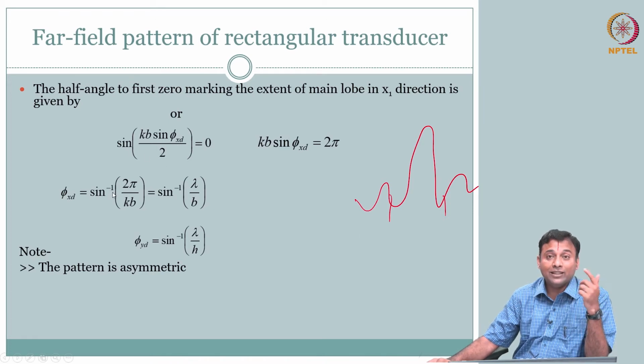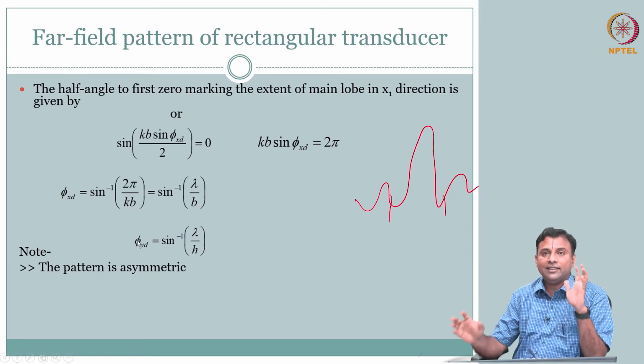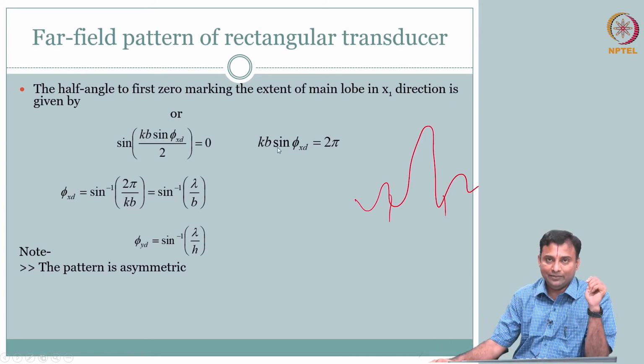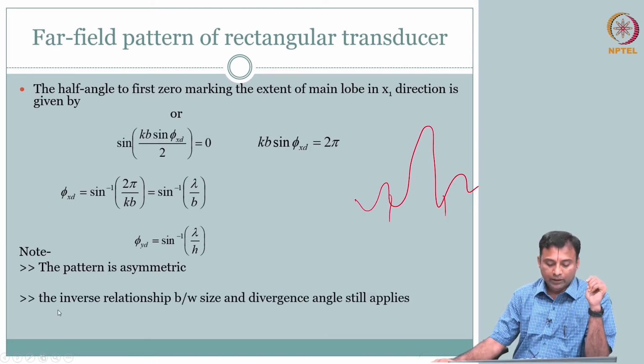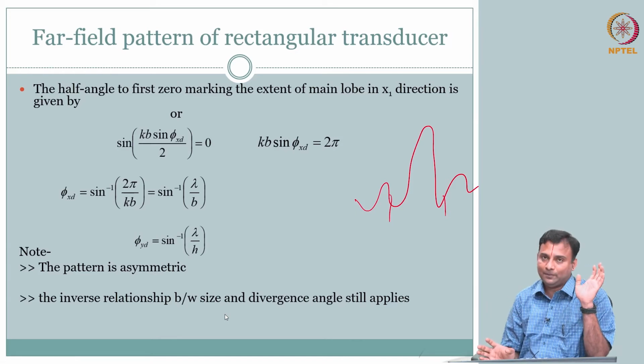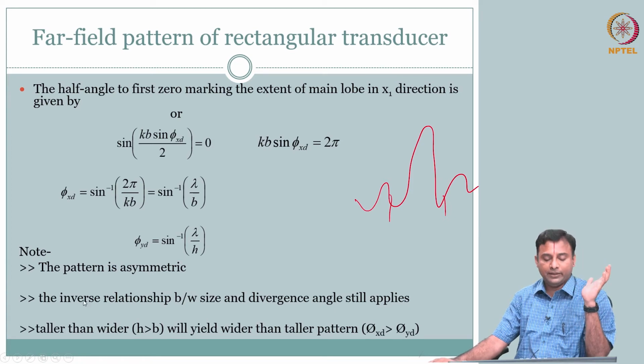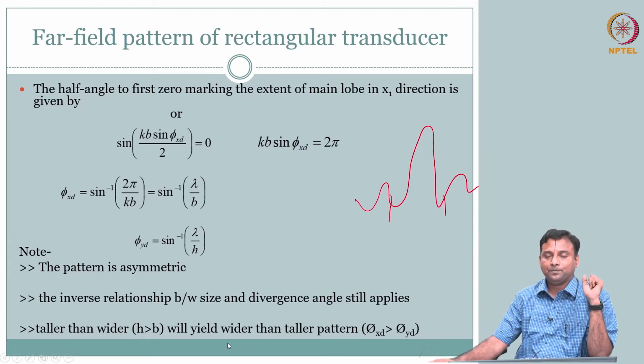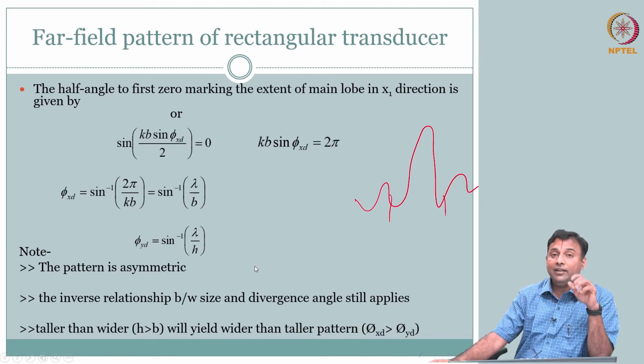So, here it is symmetric, whereas here it is not symmetric. The divergence is different in the different directions because the dimensions are different. One is b, the other is h. So, the inverse relation still holds good, that is, the larger the dimension, the less divergence in that direction. So that is important. In this case, for example, a taller than wider transducer shape will yield a wider than taller pattern. So, this is very important.